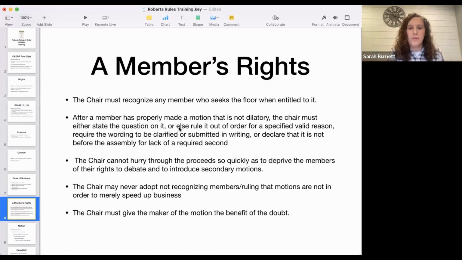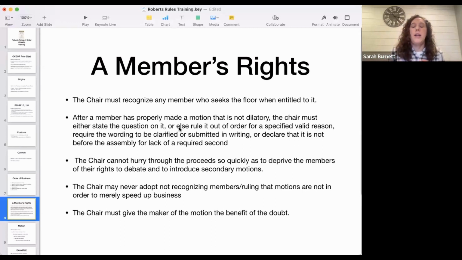After a member has properly made a motion that is not dilatory, the chair must either state the question or rule it out of order for a specified valid reason, maybe it's requiring the wording to be clarified or submitted in writing, or declare it's not before the assembly for lack of a required second. So the chairman should help. Somebody comes to the mic, they make a motion, the chairman should be like, oh yeah, sure, that's an appropriate motion, give it to the body, or help them figure out what's wrong with it and even help them restate it in the proper way.